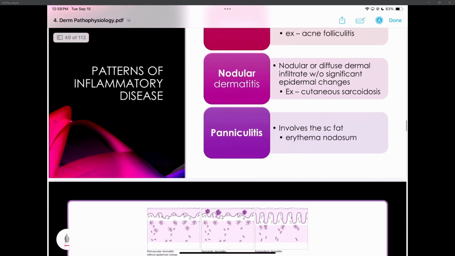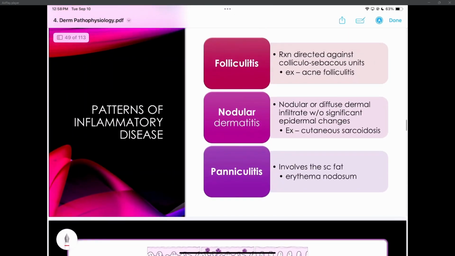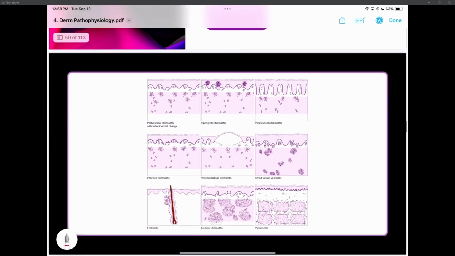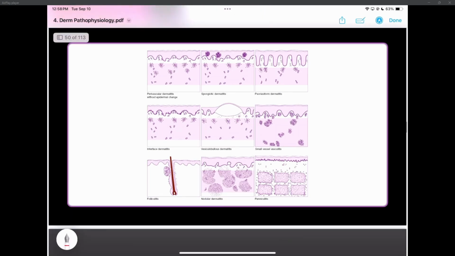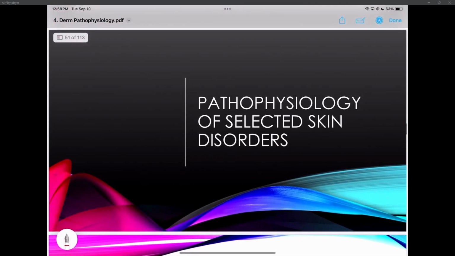And the last 3 that we're going to go through in detail are folliculitis, and that's acne, nodular dermatitis, which is cutaneous sarcoidosis, and the last one is panniculitis, which is erythema nodosum. So when you're studying this, know the type of inflammatory process, and then the disease will go along with it. So this is a good summary slide as far as all 9 different types. We're going to go through each one in detail. So this is just a good summary slide, and we're going to start.